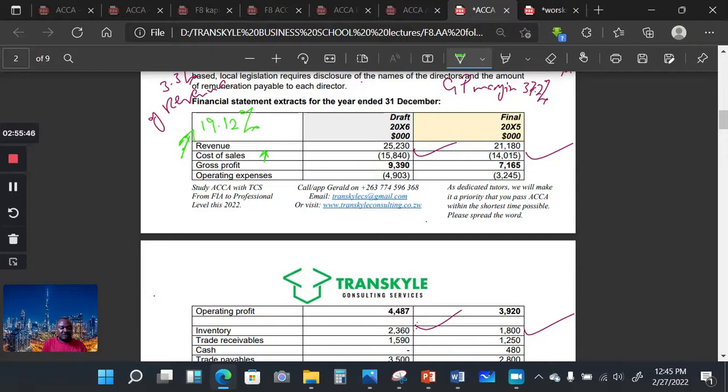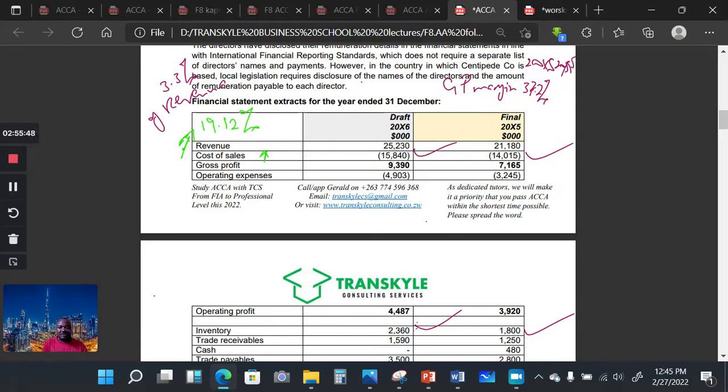What about cost of sales? 15,840 minus 14,015, over 14,015. So you can see that the cost of sales only increased by 13.02%. So you can also make these arguments in your analysis.